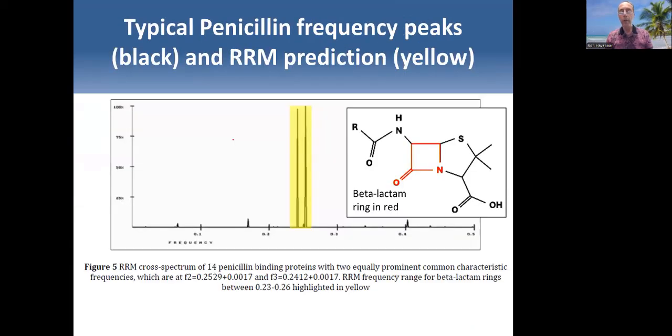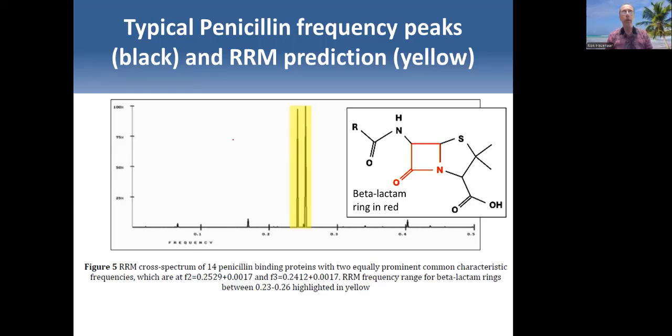So take a look at this picture. The peaks in black are the frequency peaks that were found with an absorbing test, a light absorbing test. And the yellow part is the RRM frequency range. That means the yellow part is the theoretical calculation. And they did find the exact spot, the sweet spot, where the detection of the frequency was found before.